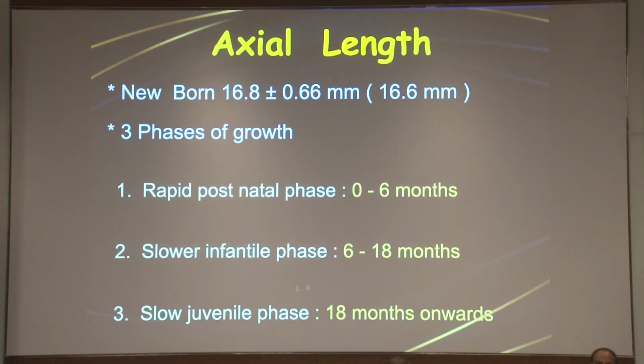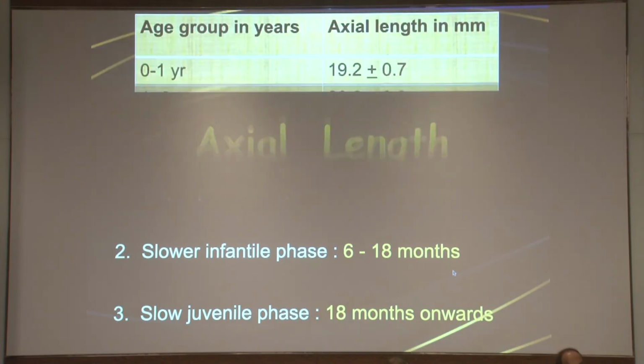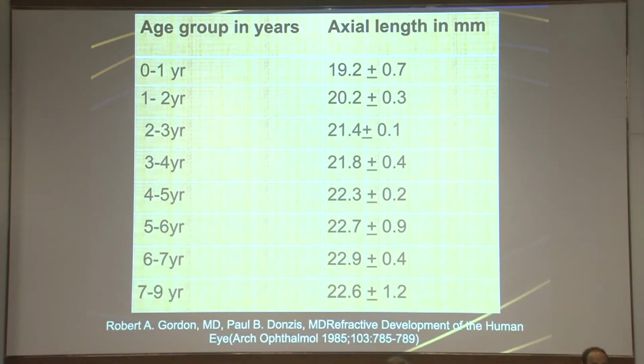There's a slower infantile phase from 6 to 18 months, and 18 months onwards is a relatively safer time where you don't expect extreme jumps or extreme prolongation of the axial length, unless, of course, the other eye is also myopic. This is a normative database showing the normal age-related axial length growth among children. The average axial length at birth is somewhere close to 19 millimeters, which grows significantly in the first year, as you can see, and then the growth is much slower, particularly from 2 years onwards.